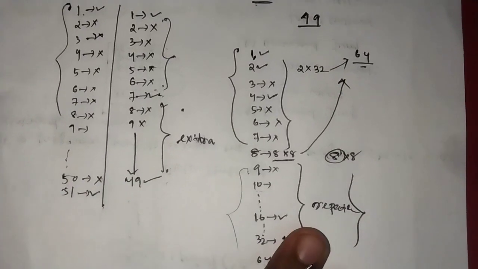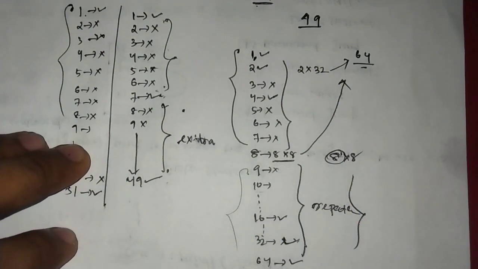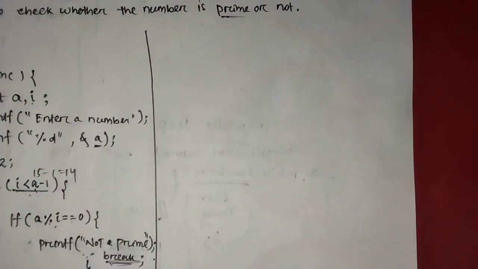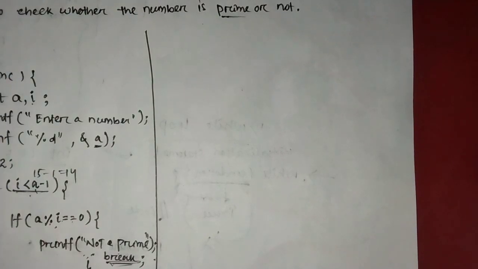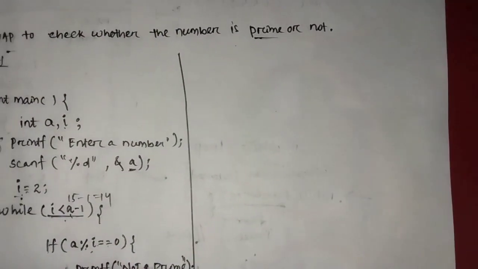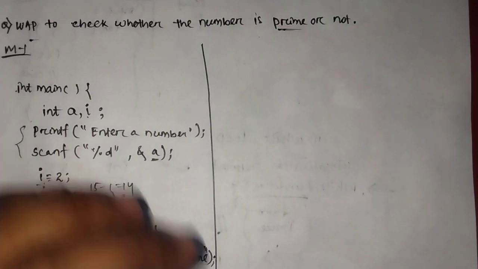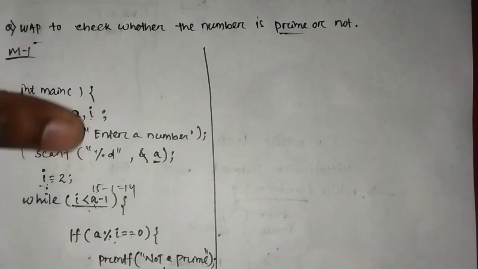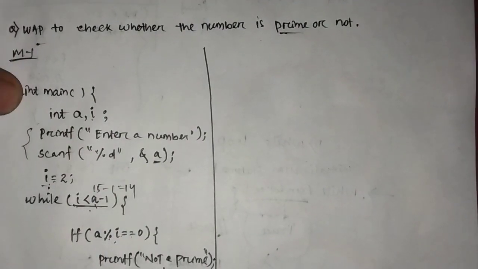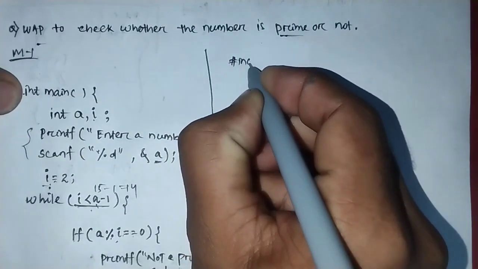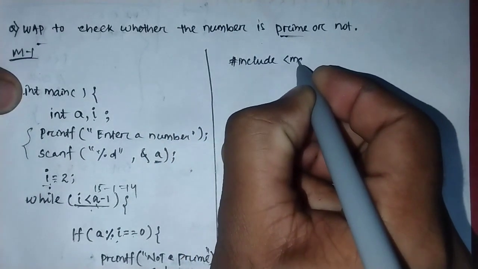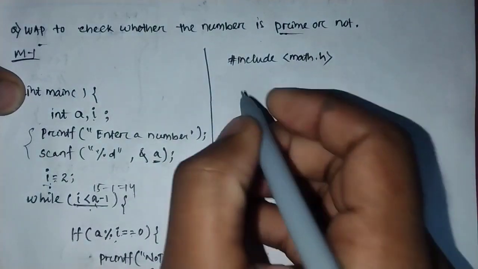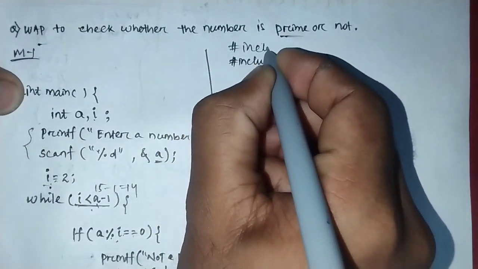So for this we have to use the square root method. For square root, there is an inbuilt function in the math header file. For using the math header file, first of all, like #include stdio.h, we have to add another header file, that is #include math.h. Before this, #include stdio.h.